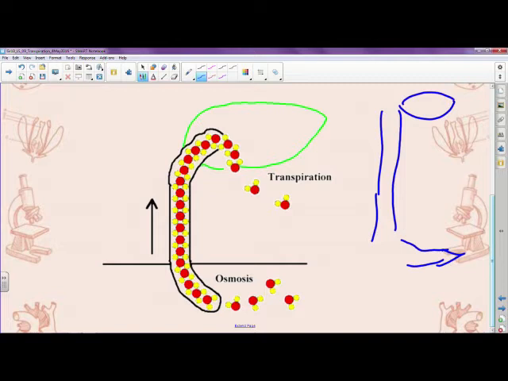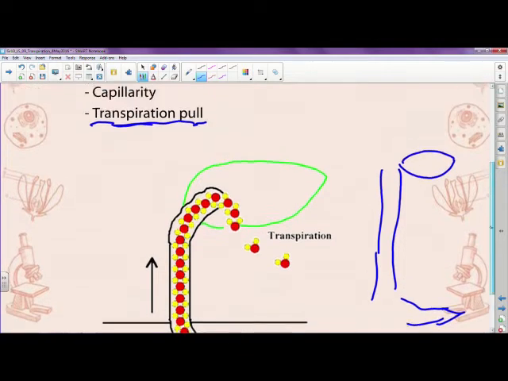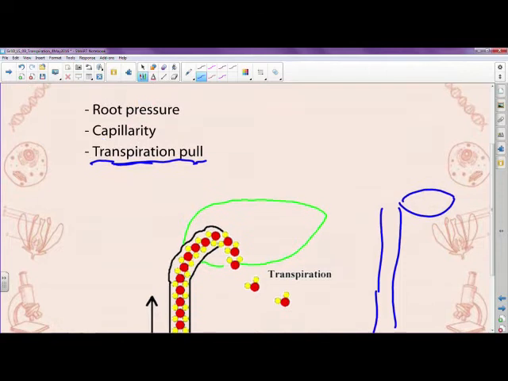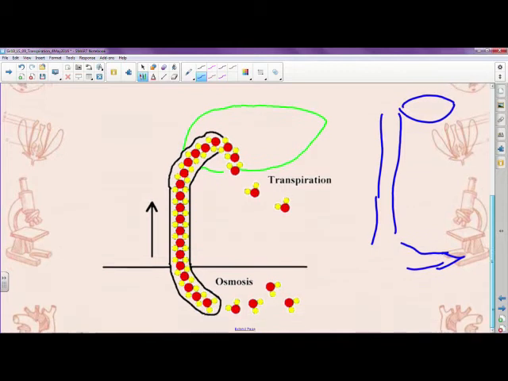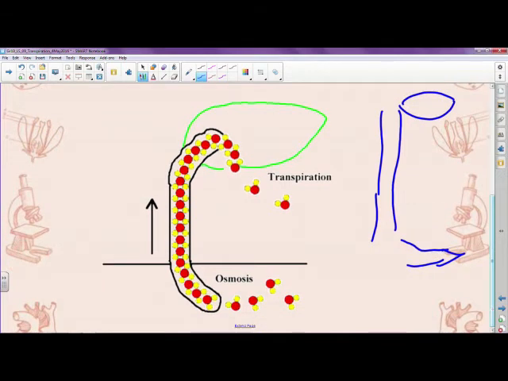Now the first one is root pressure. What does root pressure mean? Root pressure means if water moves into my root, if I've got enough water, and where does water move?